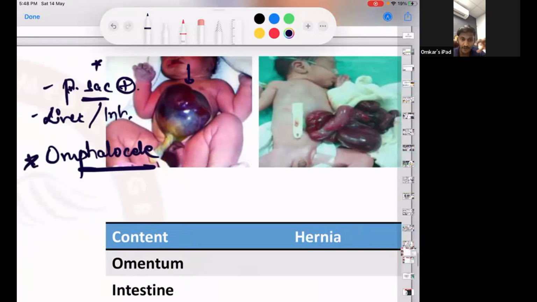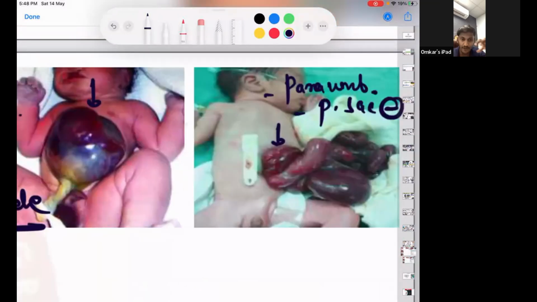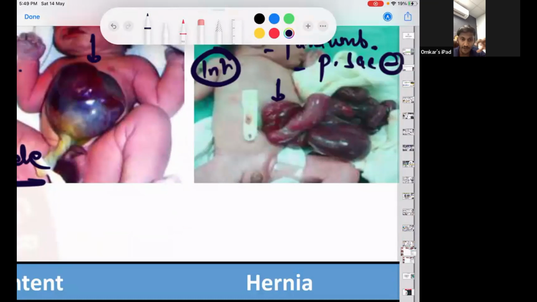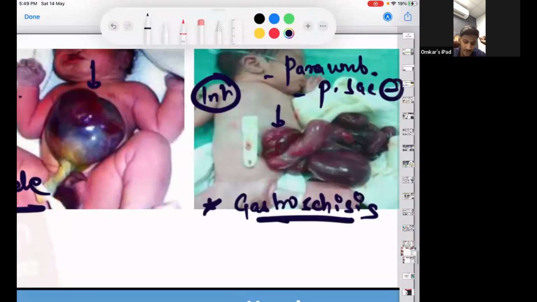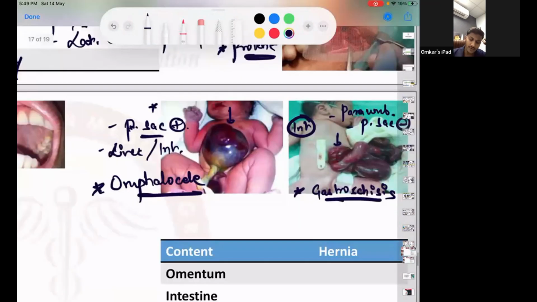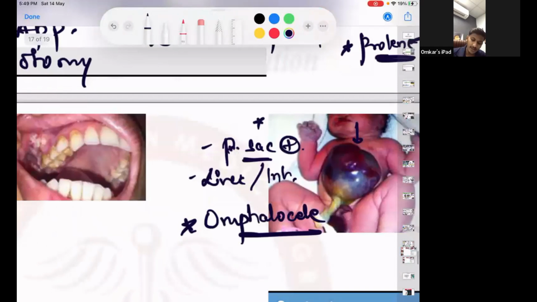Whereas another condition arises from the paraumbilical region and does not have a peritoneal sac or peritoneal covering. The content can only be intestine. Such a condition is called gastroschisis. The prognosis in gastroschisis is usually poorer, but these patients respond well to surgery, compared to omphalocele, where the defect is huge.